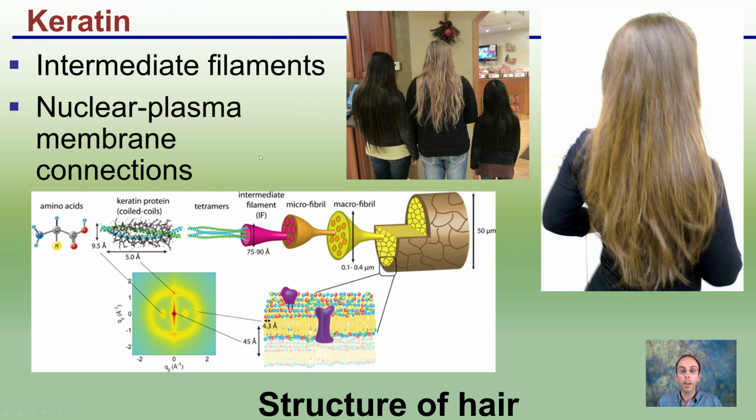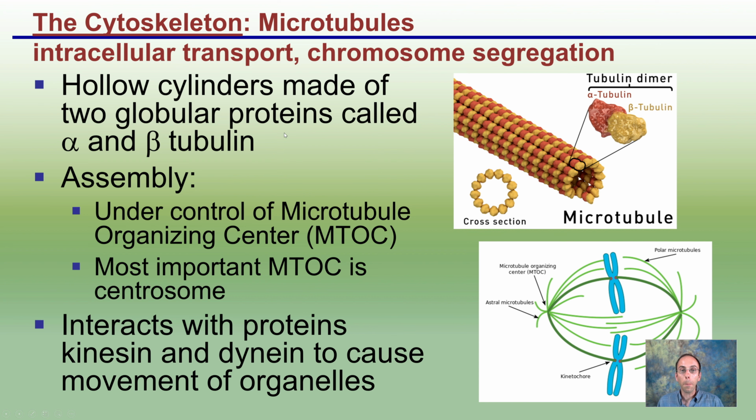And also, if you braid your hair, it can be stronger that way, and that's kind of what these can do on the molecular level. These microtubules are involved in intracellular transport and chromosome segregation. They're like little tubes, hollow cylinders made up of two globular proteins, alpha and beta tubulin. Here's a cross section to show you that tube-like appearance.